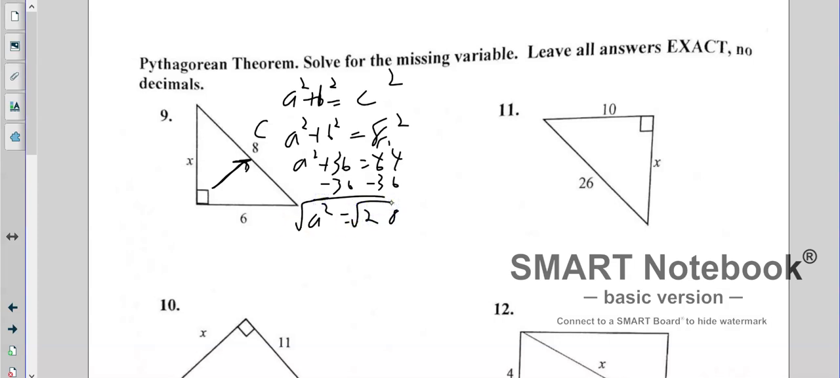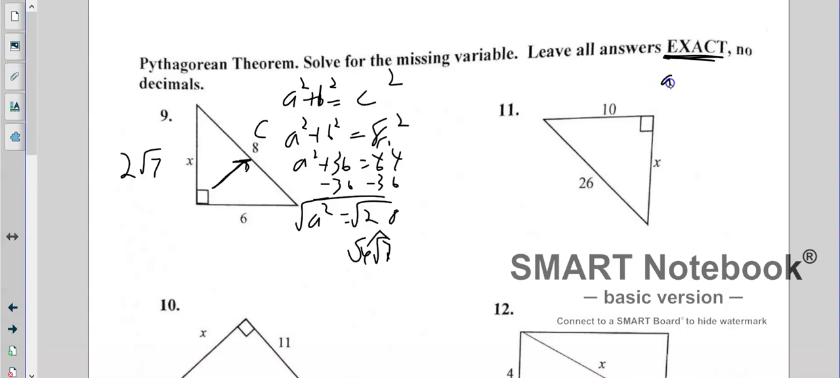Square root. Now we're going to simplify. Okay, this is 4 times 7. Radical 4 times radical 7. Square root of 4 is 2 radical 7. And if you multiply that out in a calculator, you will get a number less than 8, and that makes sense. It'll be a decimal, okay? But it says leave exact answers, no decimals. So that is the answer.